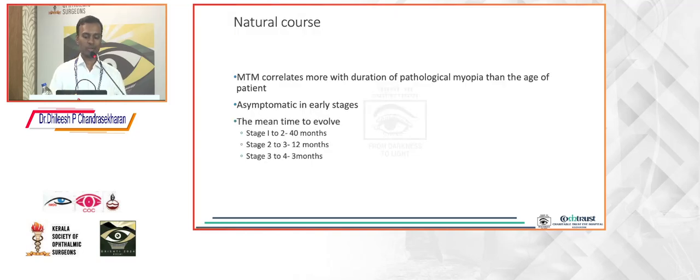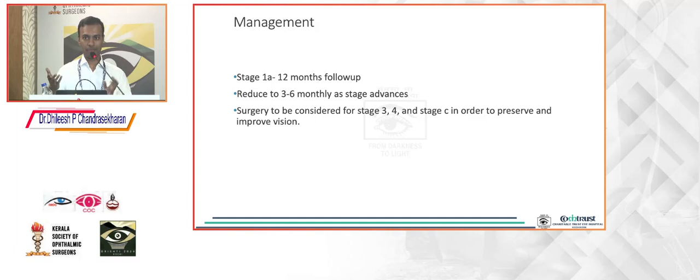And in the natural course, myopic traction maculopathy is correlated more with the duration of pathological myopia rather than the age of the patient. It is initially asymptomatic, and as the disease progresses, the progression becomes faster and faster. Because of this, you have to initially follow the patients maybe yearly or so, and as the disease progresses, you have to decrease the follow-up interval and follow them faster and faster. And surgery has to be considered for stage 3 and stage 4 and any stage C to preserve and maintain vision.